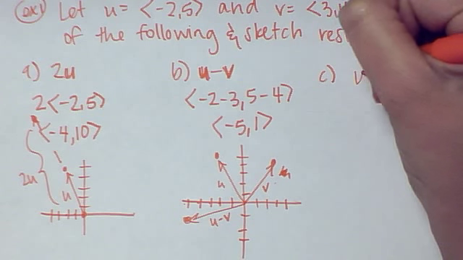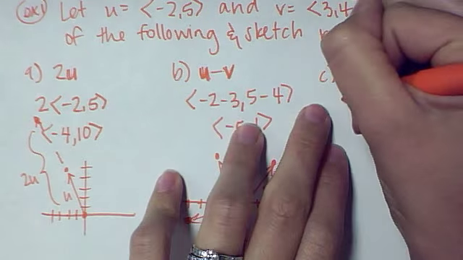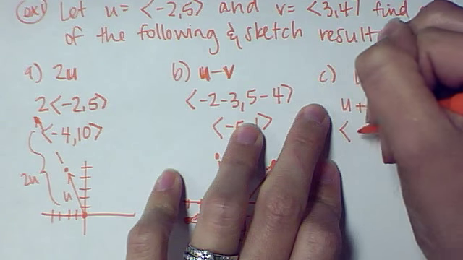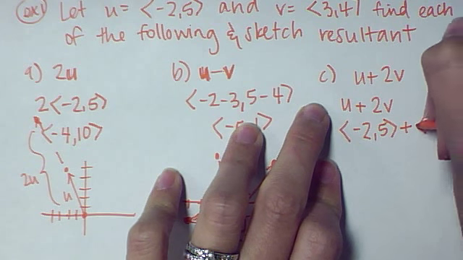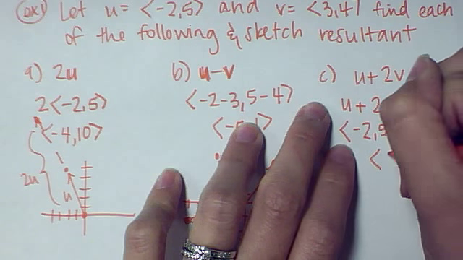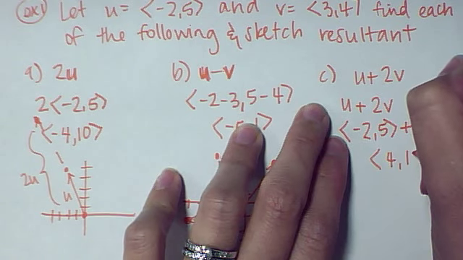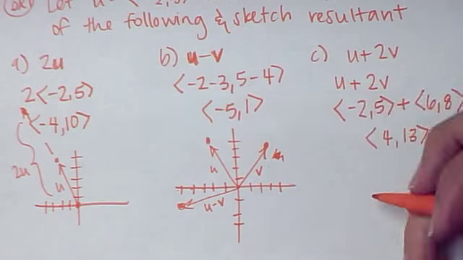Part C of this problem is u plus 2v. So I'm probably going to want to do that in 2 parts. I'm going to start with u plus 2v. The u part would be negative 2, 5, plus 2 times v, so 6, 8. If I add those, I'm going to get 4, and 5 plus 8 is 13. So my resultant vector is 4, 13.